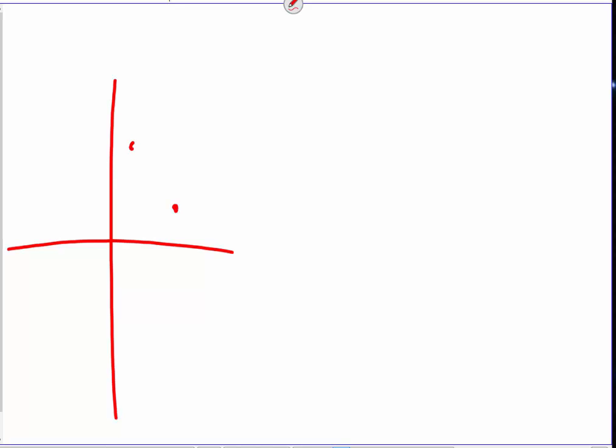Today we're going to take a look at how to find an equation of a line if we know the slope and we know a point that we want it to go through. So if we have a graph and somebody says, all right, I want a line that goes through this point and this point, that kind of thing.